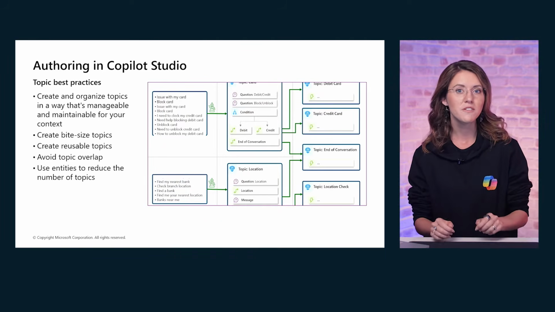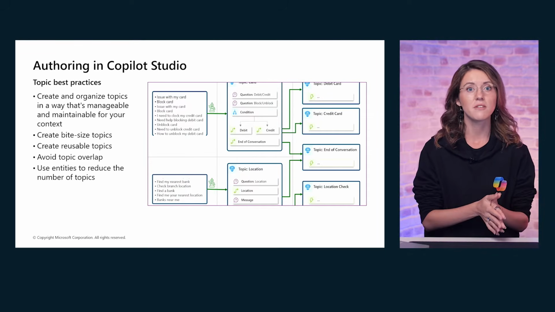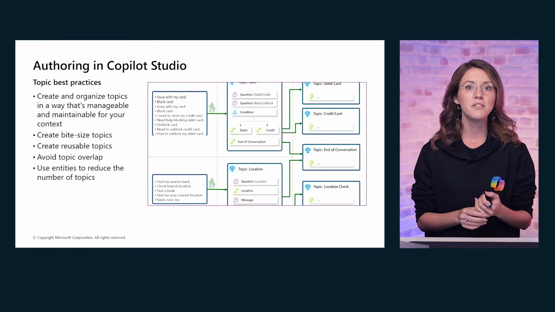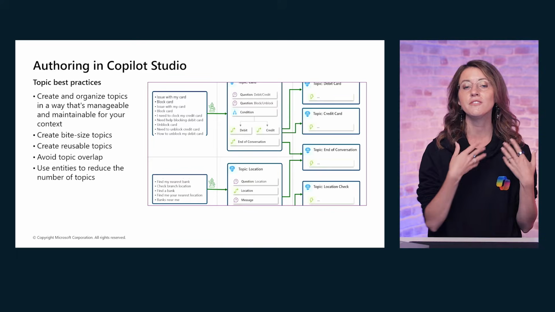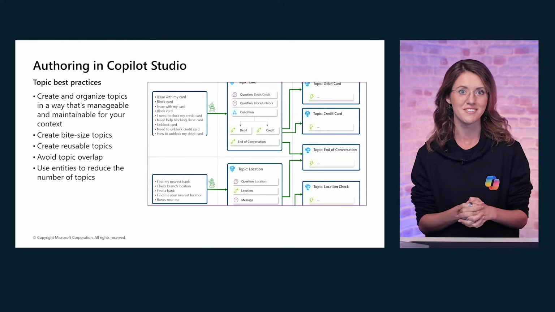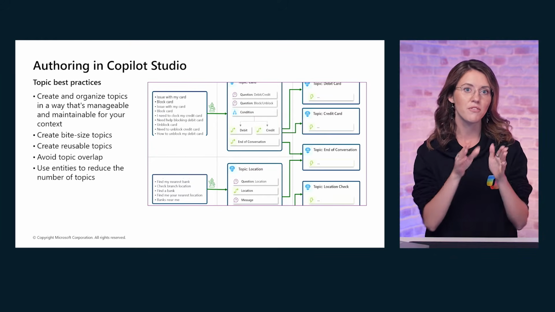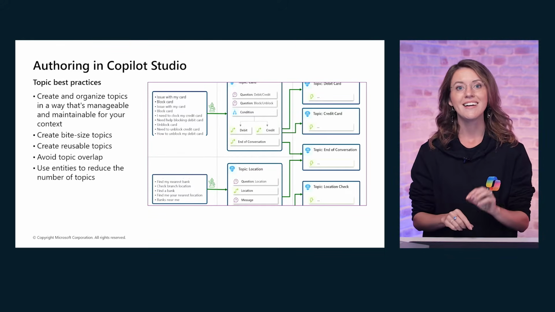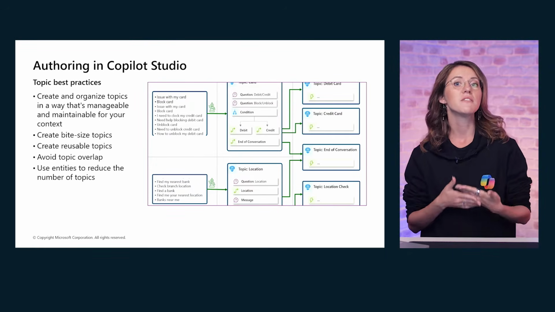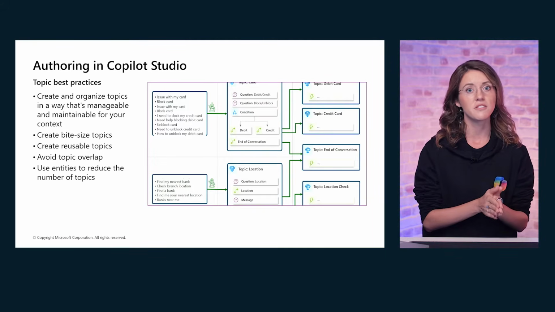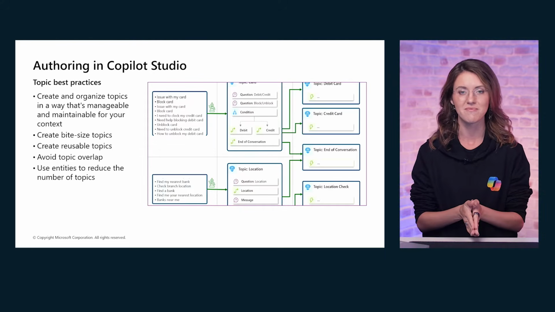Next, focus on creating reusable topics. Identify common terms or information that can be used across multiple contexts. This not only saves time, but also ensures consistency in your content. To avoid topic overlap, clearly define the scope of each topic. Make sure each one covers a unique aspect of your content. Regularly review your topics to ensure there is no redundancy and that each topic serves a distinct purpose.